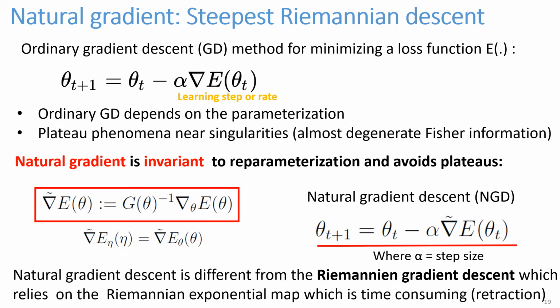Recall that the ordinary gradient descent updates the current parameter by scaling the gradient of the energy function with a step size called the learning rate. The natural gradient descent extends the gradient descent to parameters belonging to Riemannian manifolds by scaling the ordinary gradient by the inverse of the metric tensor at the current location. The natural gradient is invariant to reparameterization and is proven to avoid plateau phenomena observed near singularities by ordinary gradient descent.